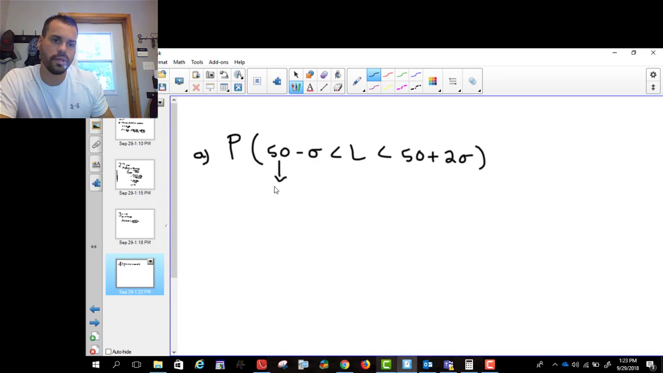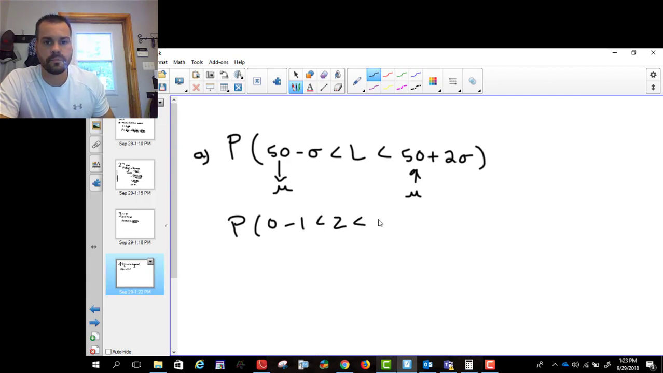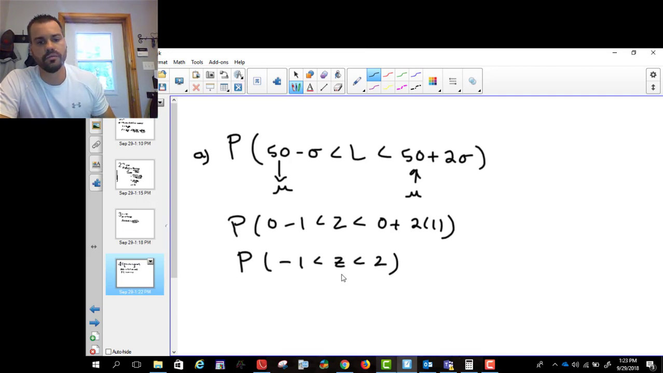Generally speaking, we don't have sigma, so we have to convert these to z-scores. That is the mean, right? And that's the mean. To convert these to z-scores, the mean of a standard normal distribution is 0, and sigma is 1. So I can convert these, and it's the same probability as z being between minus 1 and 2. I'm just switching from the regular distribution to the standard distribution, and then I'm going to ask the calculator to do that.